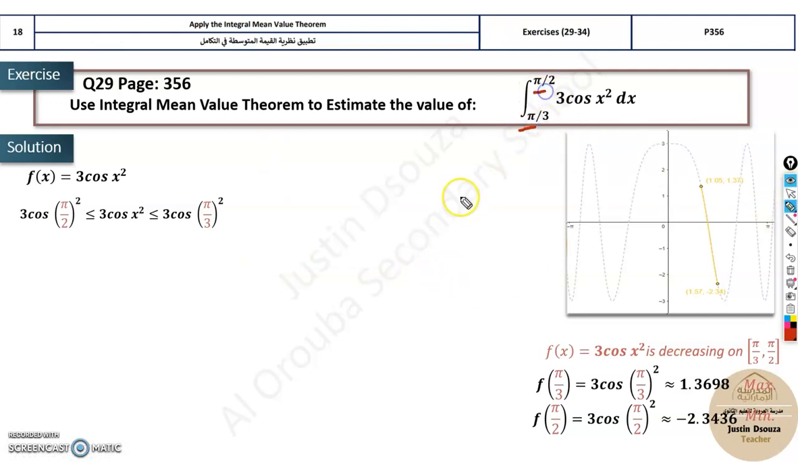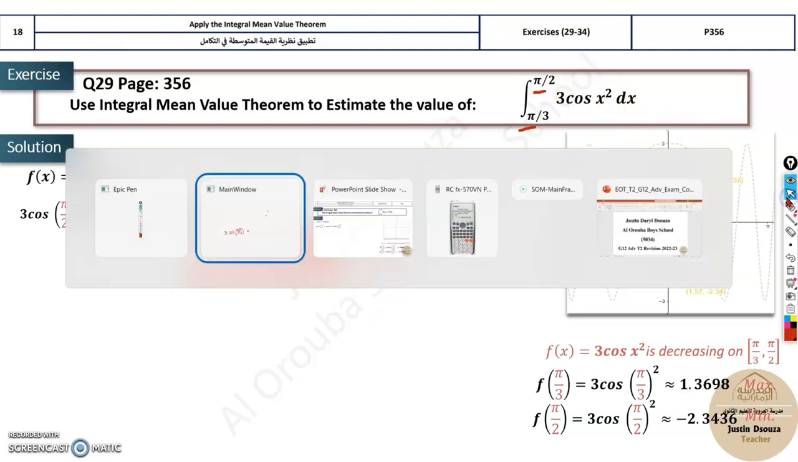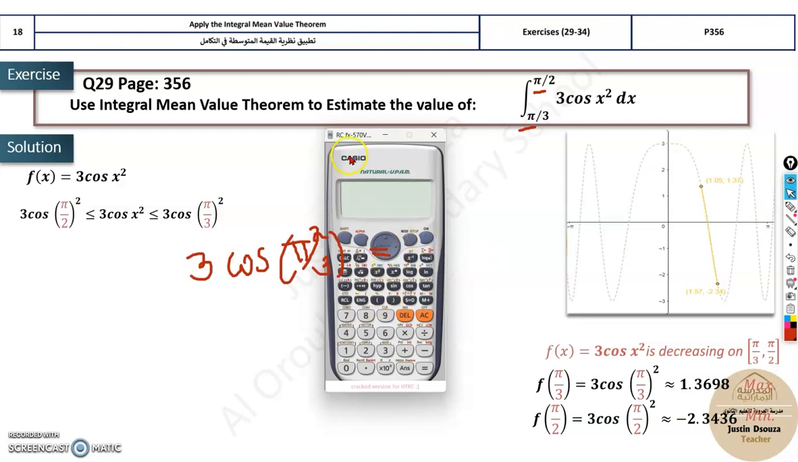These are the limits, right? For this function, apply these limits and solve. So it'll be 3 cos, and instead of x you need to put pi by 3. Now remember, this is x square. If you put it like this in the calculator, it's wrong. The square must be inside. I will show you both cases and solve the value. Similarly, put pi by 2 and solve. Let me just do it.